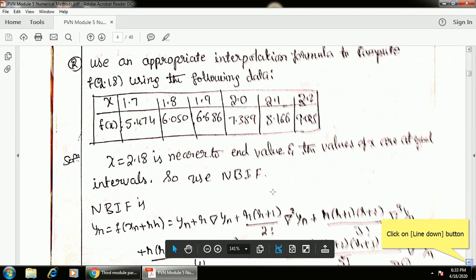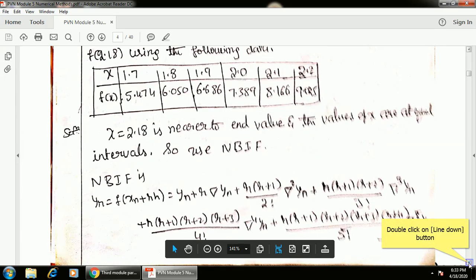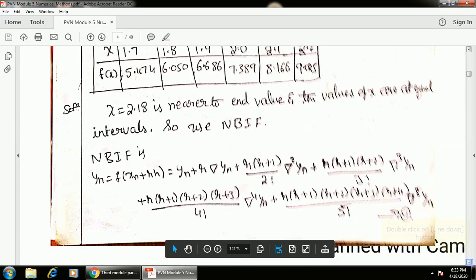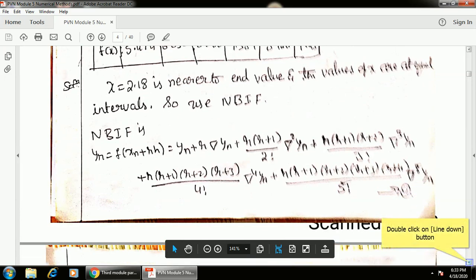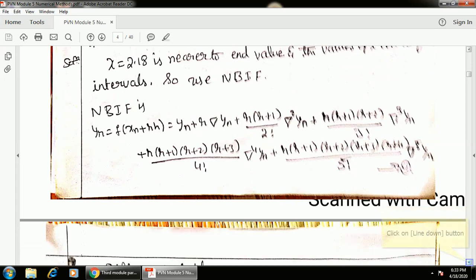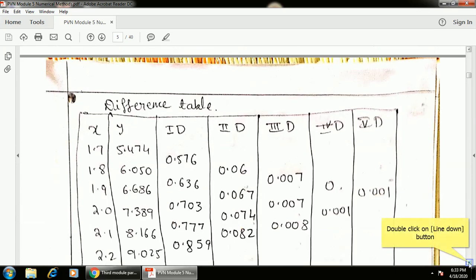Definitely they are at equal intervals, and the corresponding values of the function they have given. We need to find the value of the function at x is equal to 2.18. 2.18 is nearer to 2.1 or 2.2, almost nearer to the end value. Hence we need to use the backward interpolation formula, and the formula is like this: y n plus r nabla y n plus r into r plus 1 by 2 factorial into nabla square y n. You all know the formula.